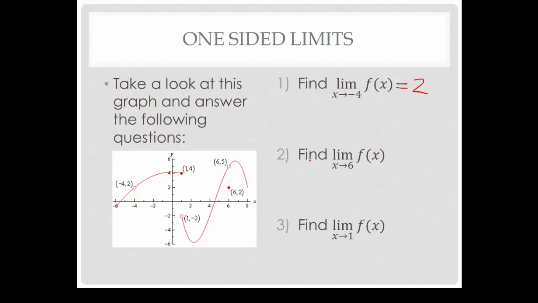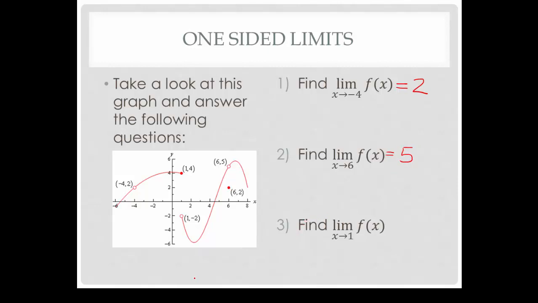Let's take a look at the second one. Find the limit as x approaches 6 on this function. So as x is getting close to 6, here's your function. As x is getting very, very close to 6, remember this is close to 6, not at 6. So this little point down here isn't going to change my limit. As x gets close to 6, the function is approaching 5. Therefore, the limit as x approaches 6 on this function is 5.